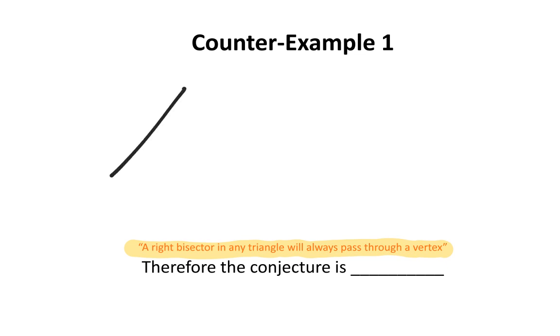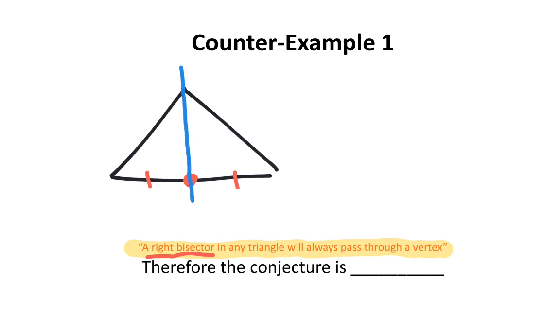I'm going to draw a triangle that appears to be an equilateral triangle. As mentioned beforehand, bisector refers to a midpoint. So I'm going to draw a midpoint over here, and I'm going to indicate that with these symbols. Next, the term right refers to a 90-degree angle. So I'm going to draw a line going through our midpoint at a 90-degree angle. This blue line is a right bisector. As you can see, it does pass through a vertex, the vertex being right over there.